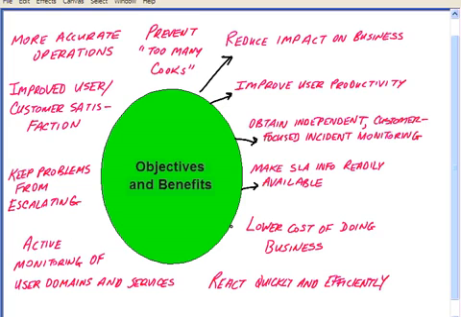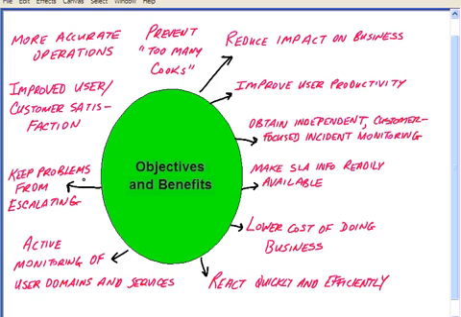Again, remember, a service request from a vendor or a customer about an SLA is an incident itself. We're going to lower the cost of doing business. Incidents piling up, and as we'll find out, an incident can be an indicator of an underlying problem. These can quickly add costs to doing business. One objective is to react quickly and efficiently to all incidents. We want to have active monitoring of user domains and the services that those users and customers are using. We also want to keep problems from escalating.